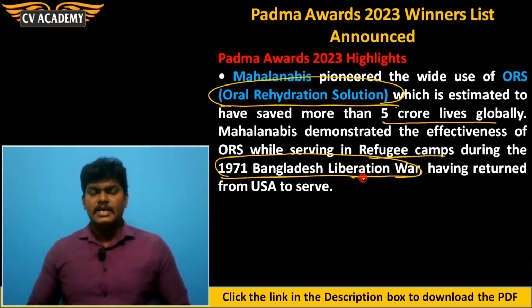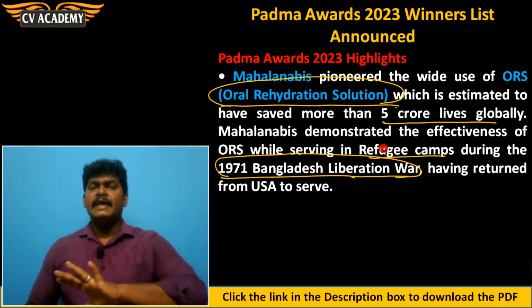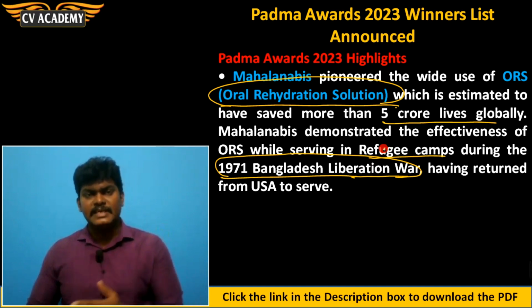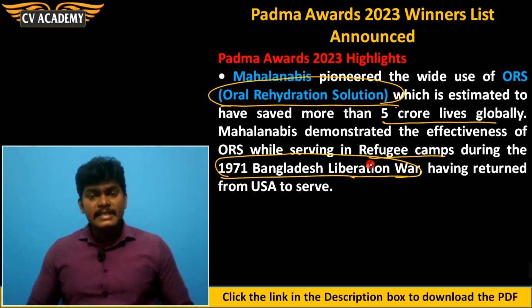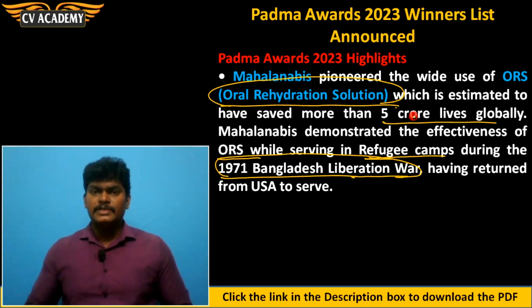named Bangladesh. During that time, many refugees entered India from East Pakistan, through the state of West Bengal and the state of Assam. Many people entered into Indian territory as refugees. In that refugee camp, Mahalanobis sir had demonstrated this war solution. Finally, it became a success and it had saved around 5 crore people globally. So, for him, this year, the Padma Vibhushan Award is given.